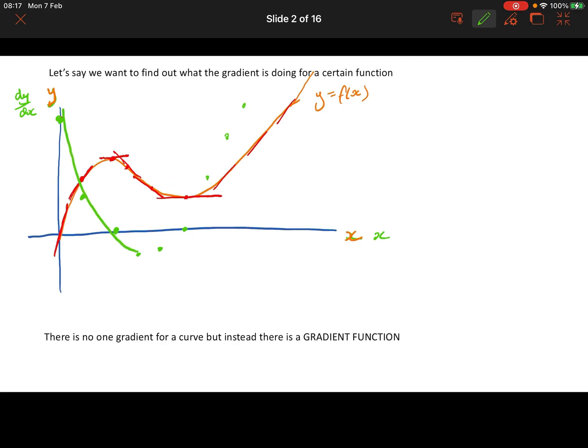So the green function is what I call my gradient function. So that gradient function will allow us to work out what the gradient is of the original function at any particular point. So that's what differential calculus is. It's finding out what the gradient function is of a function. Okay?